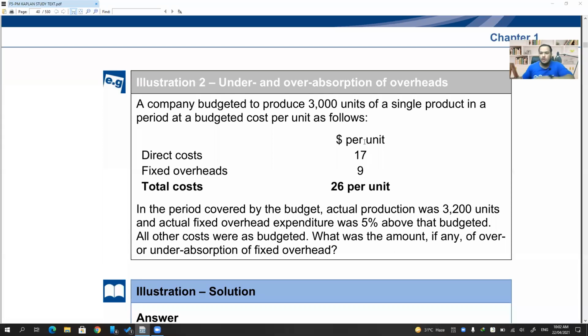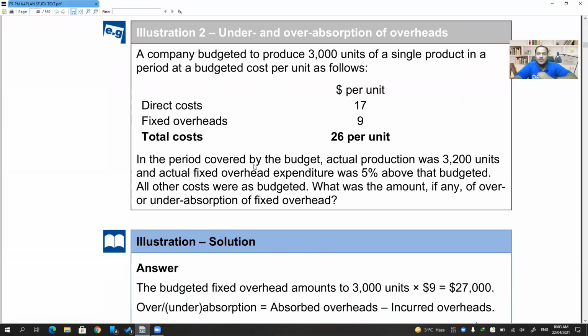So before we move on to our next chapter, first let's do a quick question from your previous topic that we have discussed in absorption costing. We did a small example question yesterday. We'll do another textbook question just for your understanding, so that you can feel a little more comfortable with this over absorption and under absorption topic.